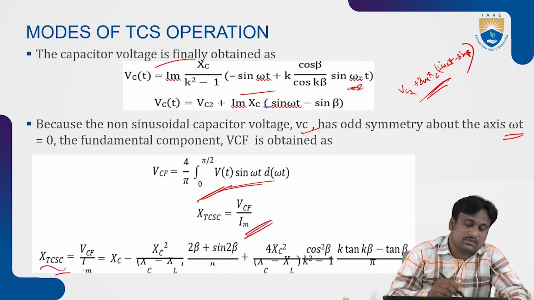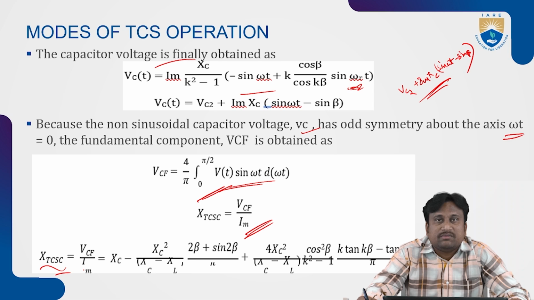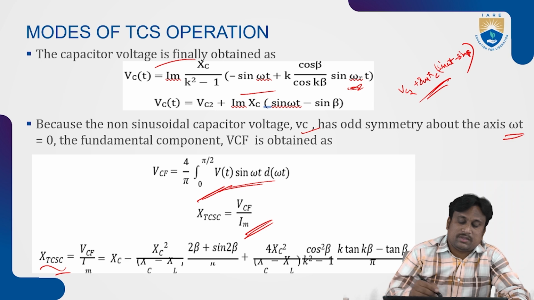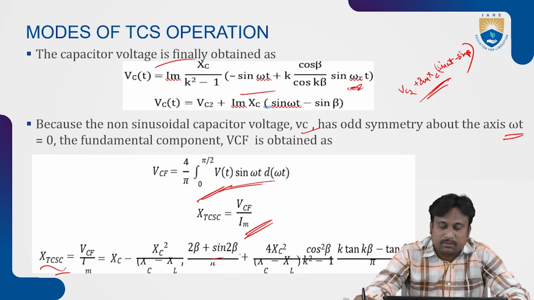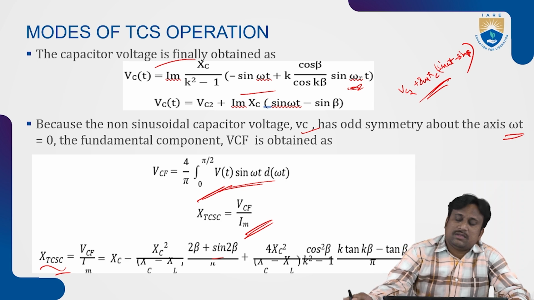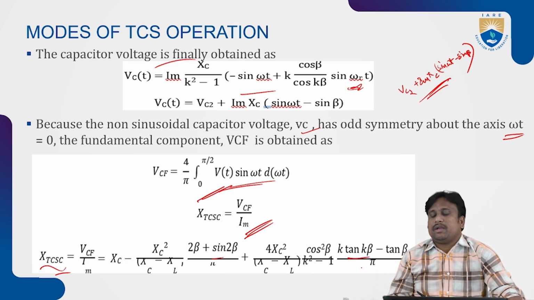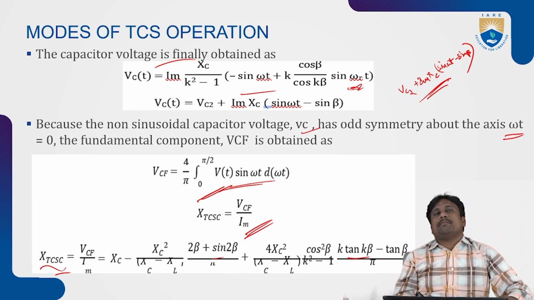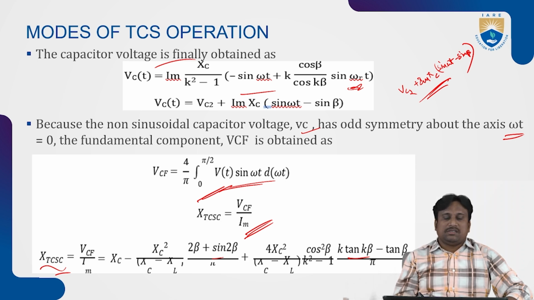So here the reactance coefficient as V by I, that is Vcf by Im, is Xc minus Xc square by Xc minus XL, multiplied with 2 beta plus sin 2 beta by pi. This will be added to 4 Xc square by Xc minus XL with cos square beta by k square minus 1 coefficient, with k tan k beta minus tan beta by pi. These coefficients are treated for the reactance of the TCSC case.